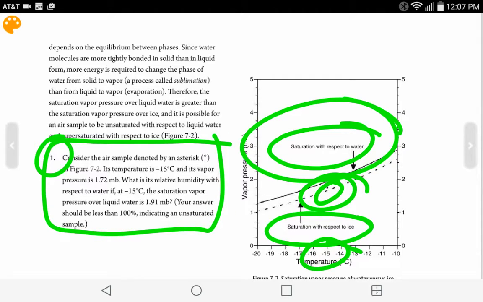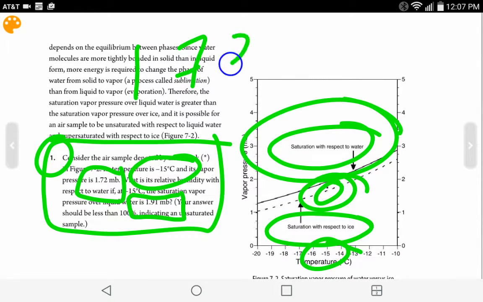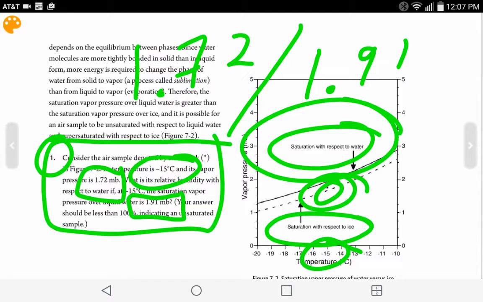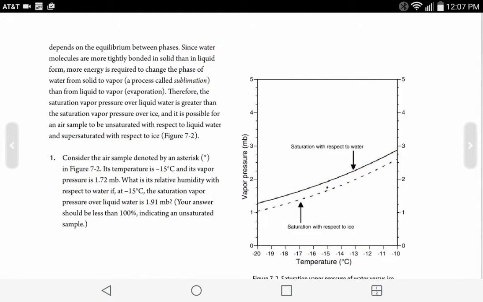Now, problem 1 actually refers to this graph that I've been drawing all over, but it gives you the numbers. For an air parcel whose temperature is negative 15 and whose vapor pressure is this, it doesn't expect you to read the saturation vapor pressure off of the diagram. It gives it to you in the problem. And so you'll take 1.72 divided by 1.91 millibars, because that's the definition of relative humidity, right? Vapor pressure divided by saturation vapor pressure, and you should get a number that's a little less than 100.